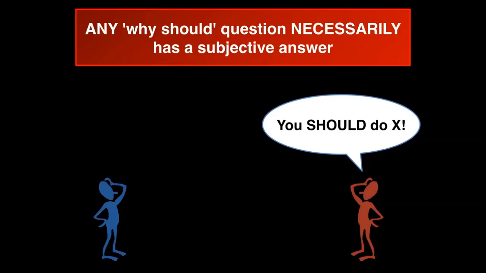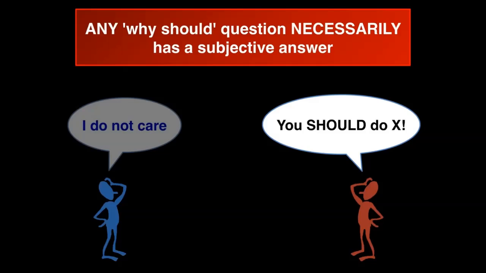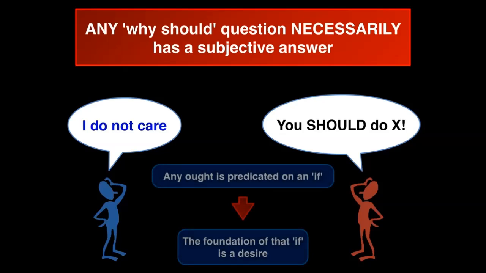Any question that asks, why should we do X, necessarily has a subjective answer. No ought can be objective, and this is easily demonstrated by 4 simple words. I do not care. Any why should question can be answered with I do not care. A failure to understand this is a failure to understand what an ought really is. Oughts are always predicated on an if, and that if is about a desire. No matter how basic or how common that desire may be, it is still a subjective desire.